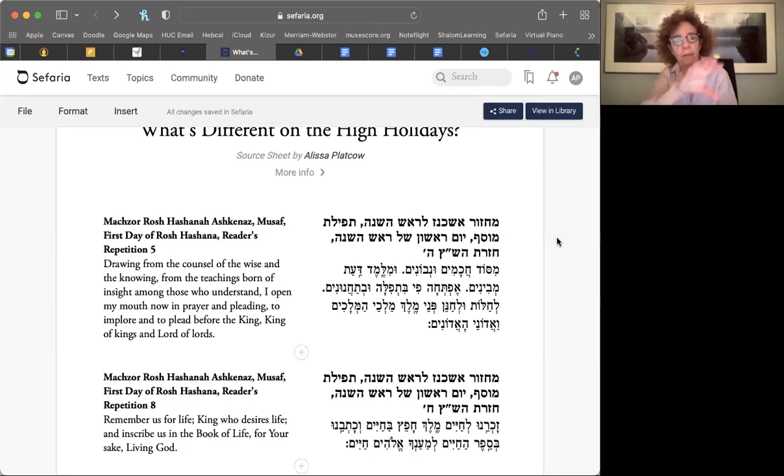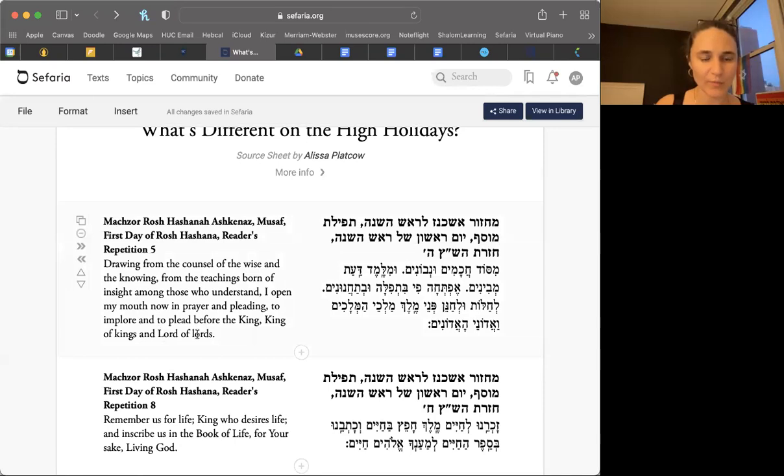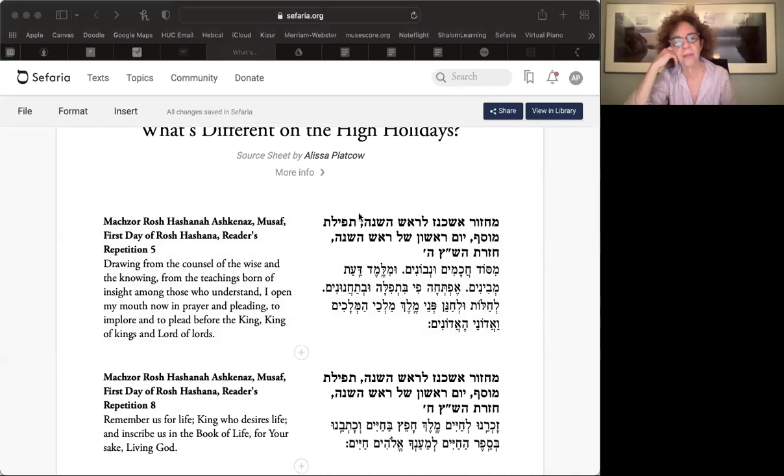So should I read the bold print as well? Just the normal print here, starting with drawing from. Drawing from the counsel of the wise and the knowing, from the teachings born of insight among those who understand, I open my mouth now in prayer and pleading to implore and to plead before the King, King of Kings, and Lord of Lords.